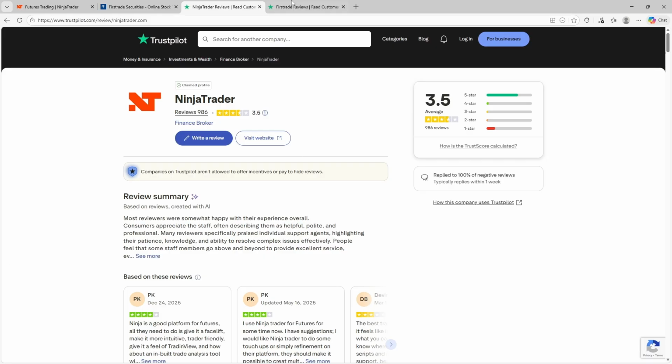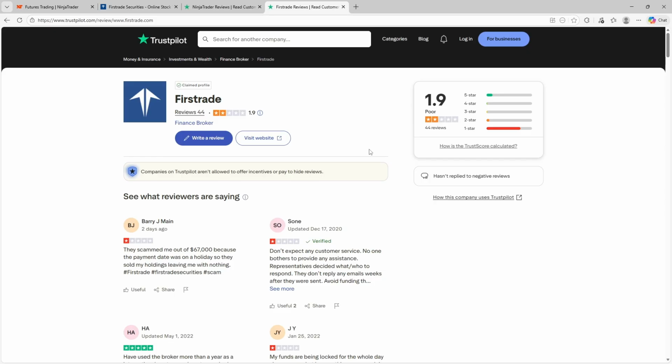Firstrade Securities holds a 1.9 out of 5 rating on Trustpilot based on 44 reviews. Feedback is mixed, with some users appreciating the zero-fee structure, while others report concerns around customer support responsiveness and account service issues. As always, Trustpilot ratings should be treated as directional indicators rather than definitive judgments, especially in financial services, where reviews often reflect isolated support experiences.